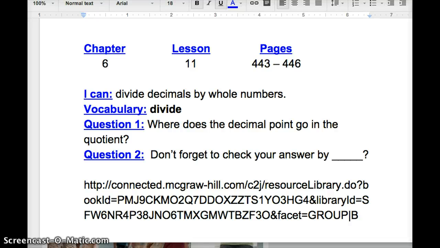Today's lesson is Chapter 6, Lesson 11, which can be found on pages 443 through 446. Our objective is I can divide decimals by whole numbers. Vocabulary is divide. Question 1. Where does the decimal point go in the quotient? Question 2. Don't forget to check your answer by blank.